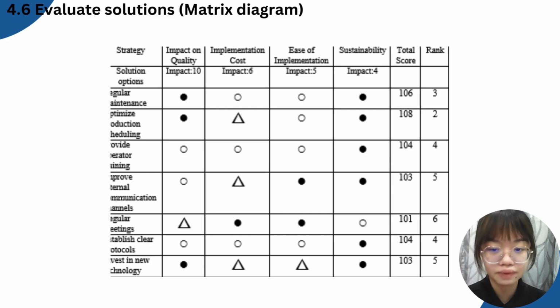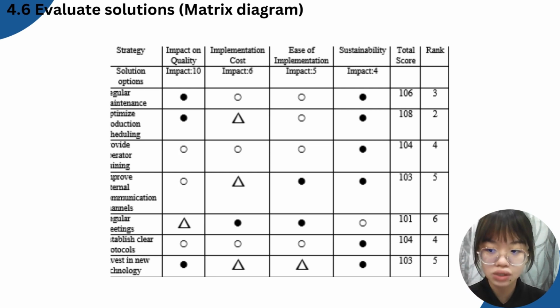Our goal was to identify a solution that not only enhances our manufacturing process, but also aligns with our key criteria, which are impact on quality, implementation costs, ease of implementation, and sustainability. Let us start with our first criteria. First, impact on quality. This was assigned the highest impact score of 10 because improving the quality of our manufacturing products is our top priority. An effective solution will significantly enhance our product quality.